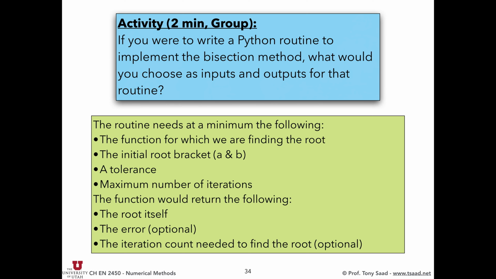What if there's no root? We don't want to keep looping forever, otherwise it will lock up the system. The routine would also return the following: the root itself, the error, optional, and the iteration count needed to find the root.